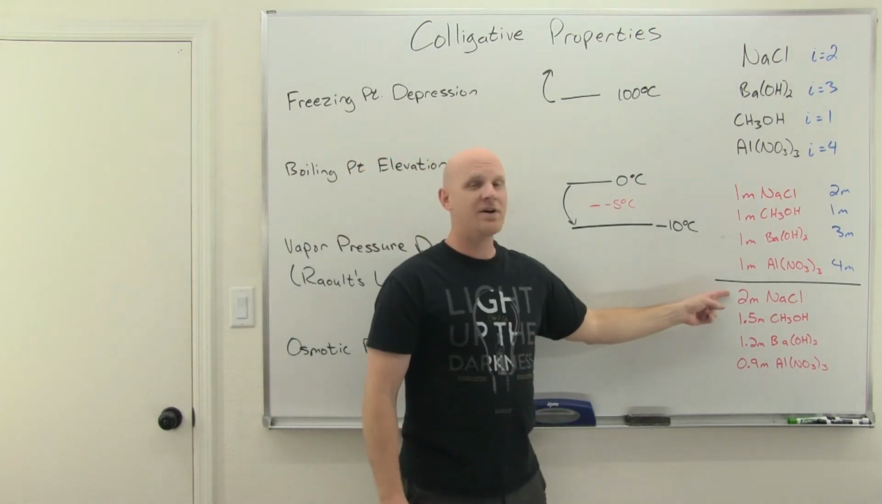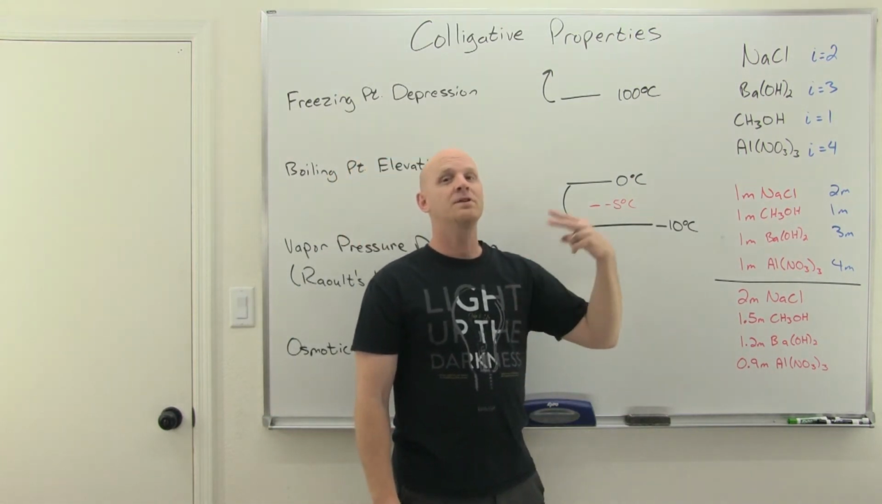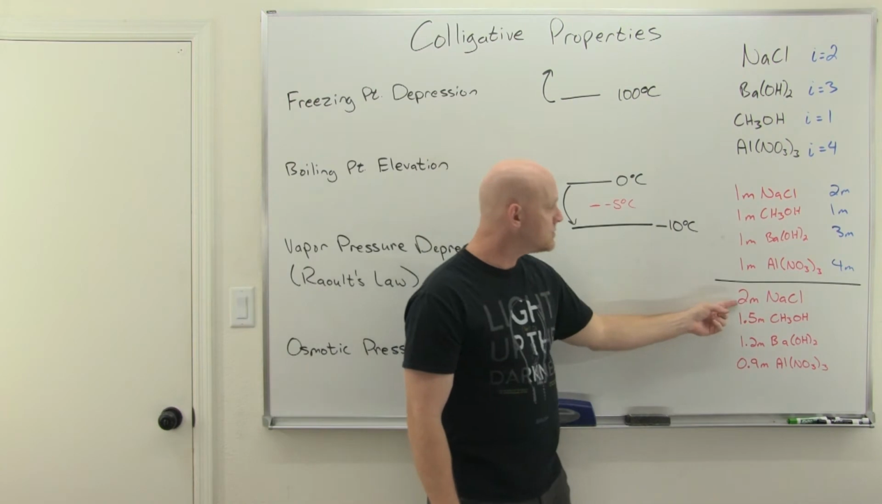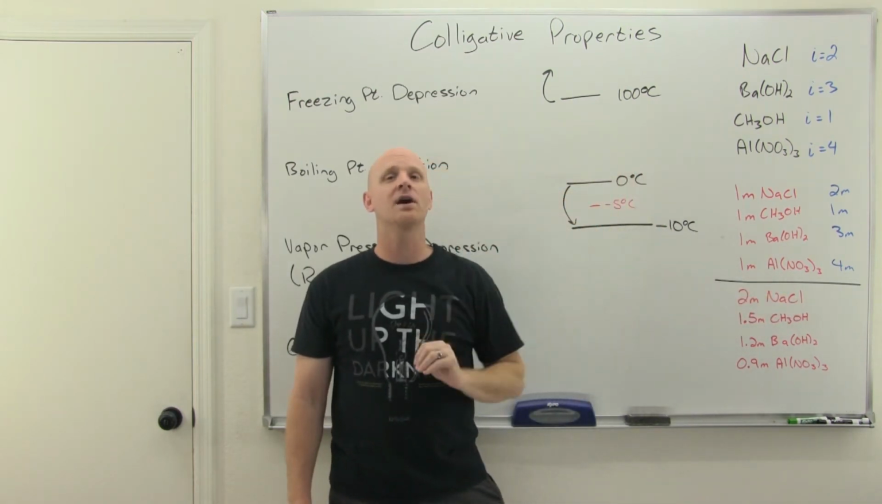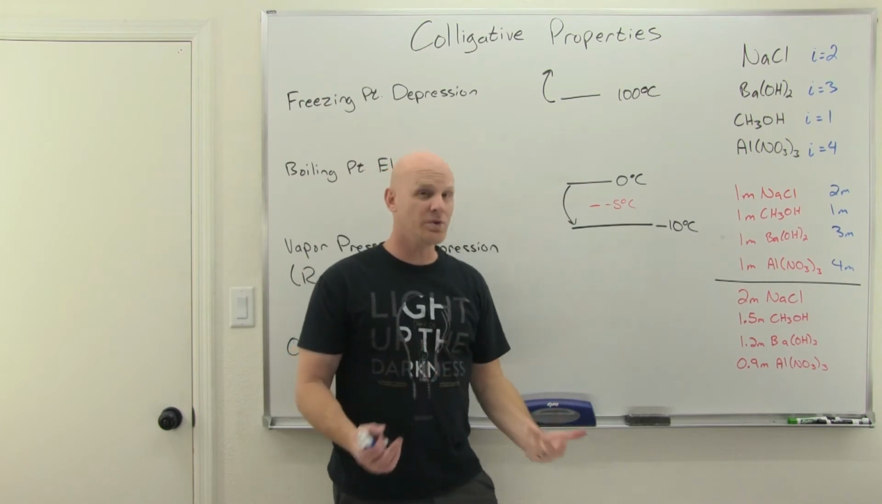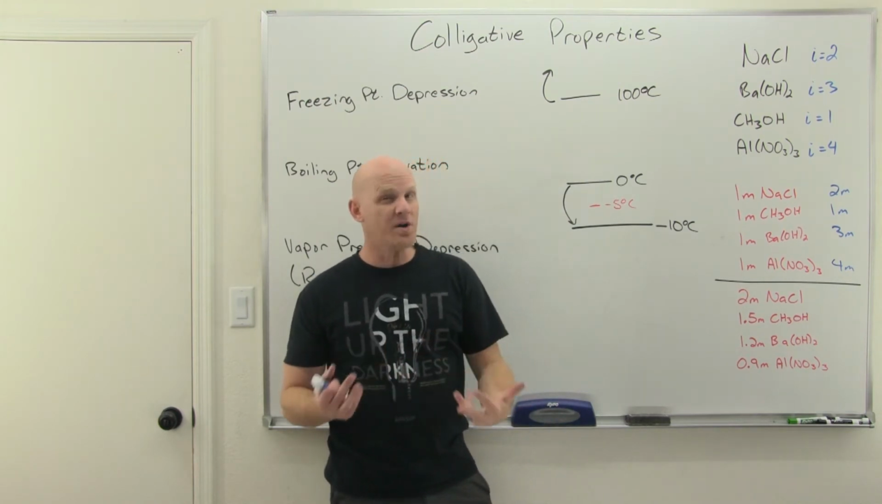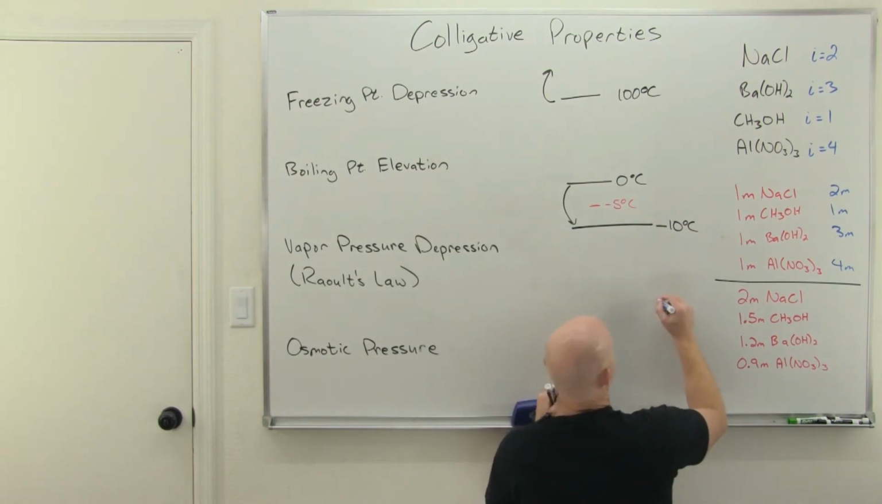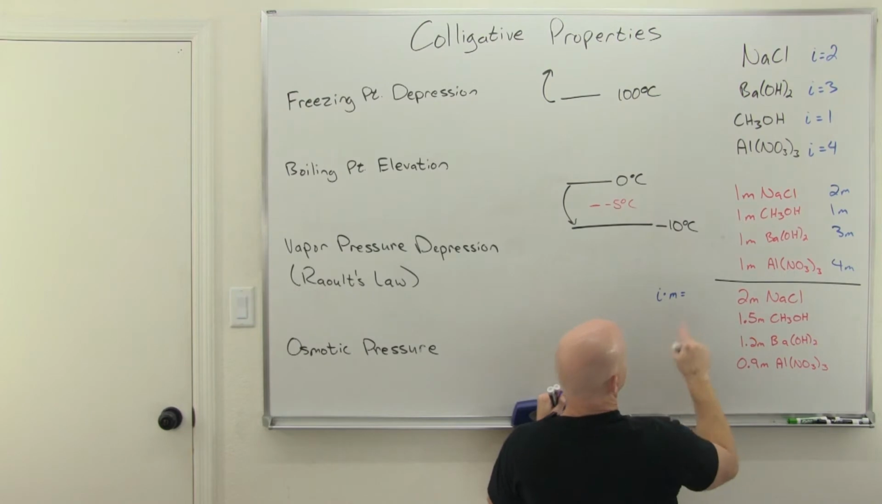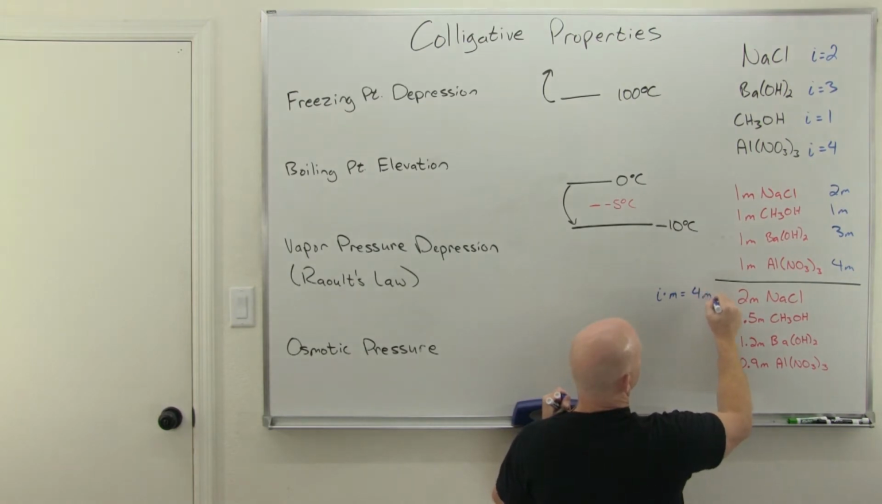But with 2 molal NaCl, because it breaks up into 2 pieces, you end up with 2 molal sodium and 2 molal chloride for a total of 4 molal concentration of ions, 4 molal concentration of particles. And so what you really have to do here is take the Van't Hoff factor times the molality. In the case of NaCl, we've got a Van't Hoff factor of 2, the molality is 2 molal, to get us 4 molal.